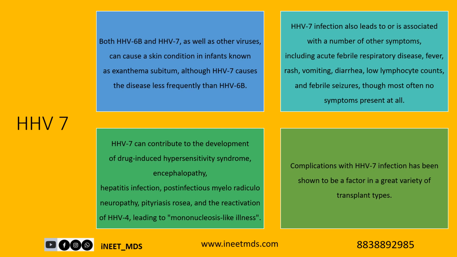Then we have HHV 7. HHV 7, along with HHV 6B, is responsible for causing an infant skin rash called exanthema subitum. Apart from that, HHV 7 infection may also lead to other symptoms including acute febrile respiratory disease, fever, rash, vomiting, diarrhea, low lymphocyte count and febrile seizure. The symptoms are usually worse in immunocompromised patients, and it may lead to the development of drug-induced hypersensitivity syndrome.